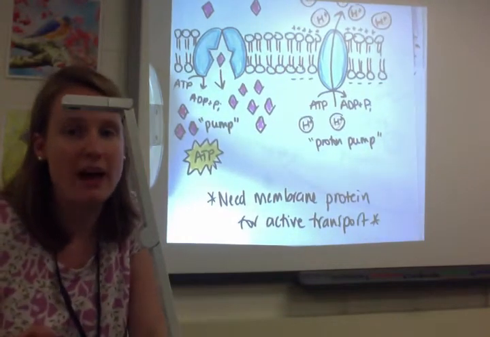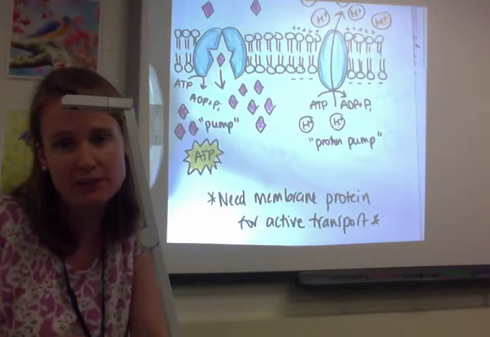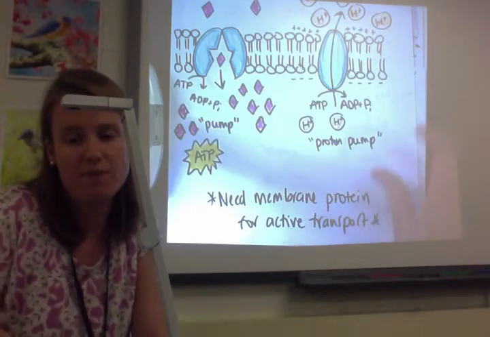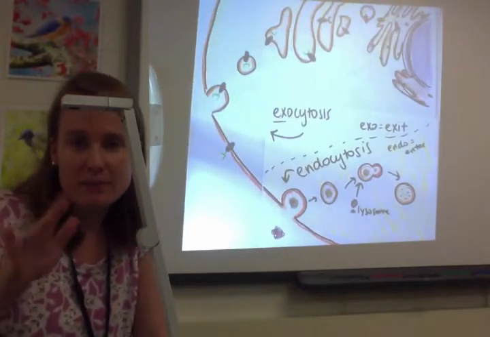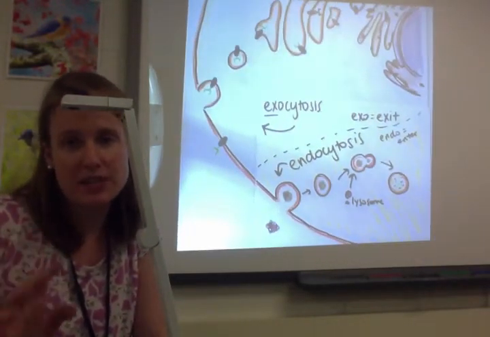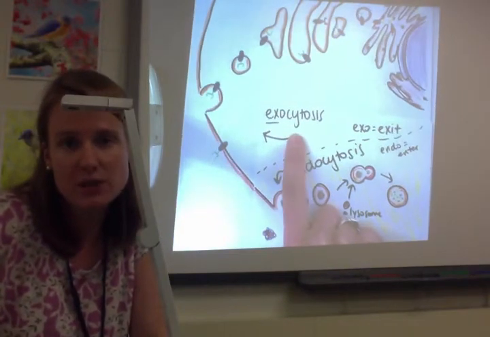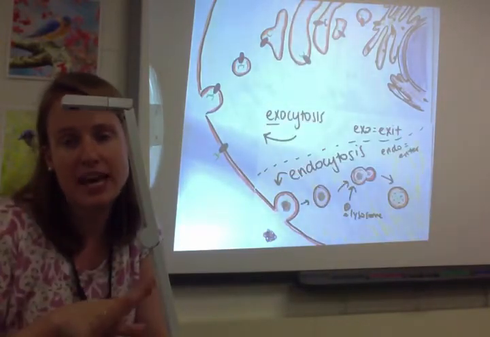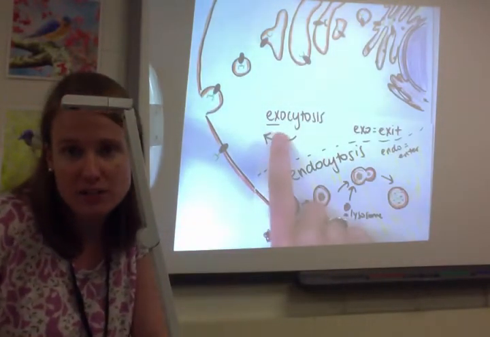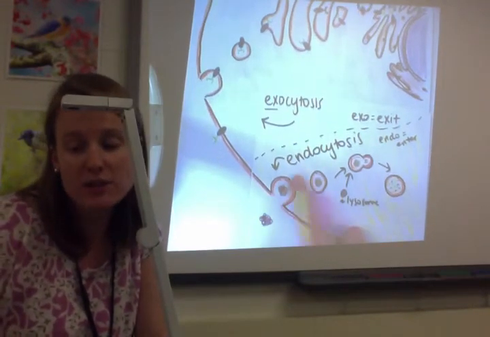If you want to do active transport across the membrane, you need a protein. It can't happen through a phospholipid. It needs to be a protein. So 2 other forms of membrane transport that I just want to touch on. We talked about this in the last video, exocytosis. So when your cell makes something that it exports to the outside of the cell, that's exocytosis. Think exo like exit.